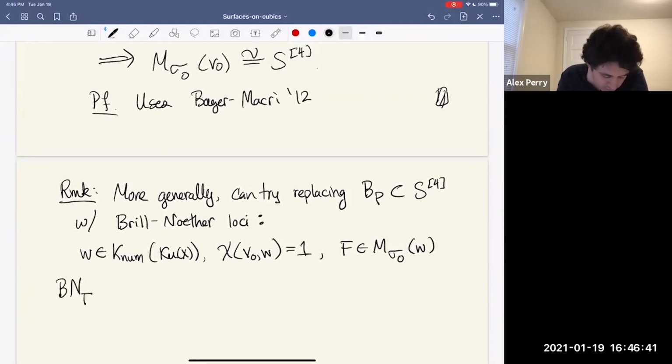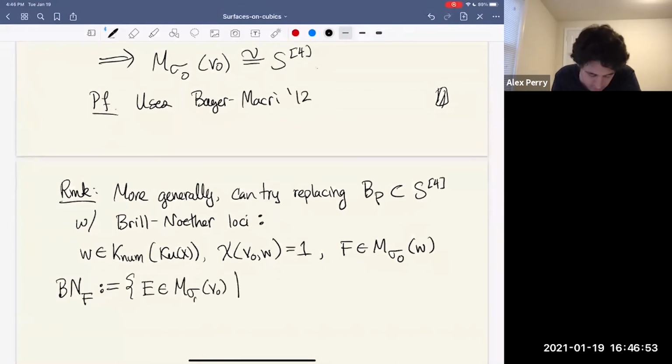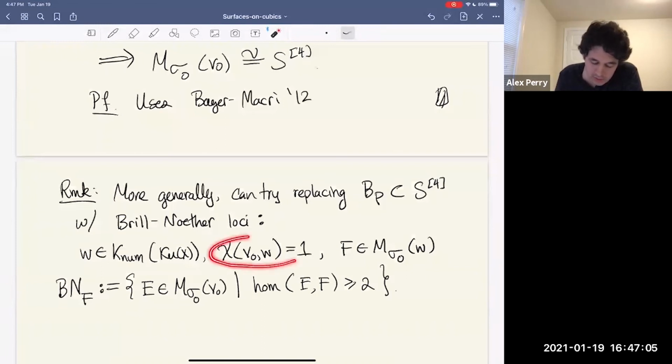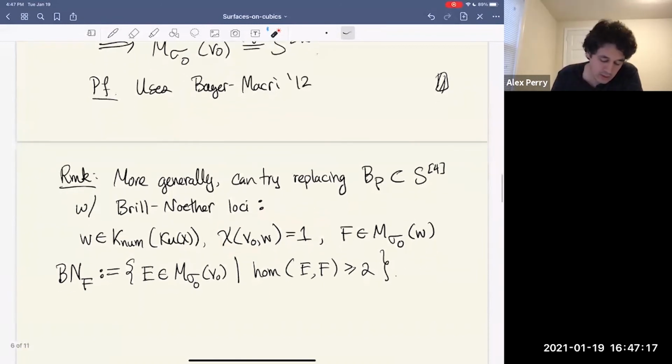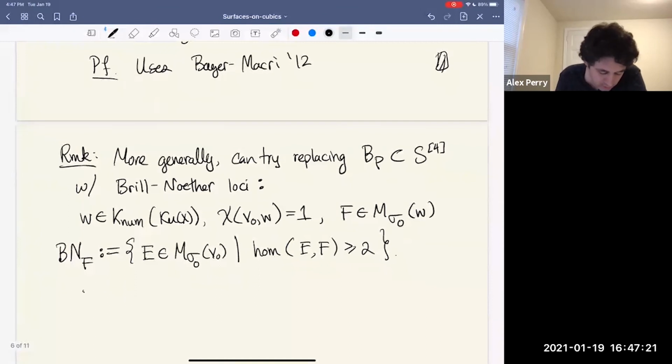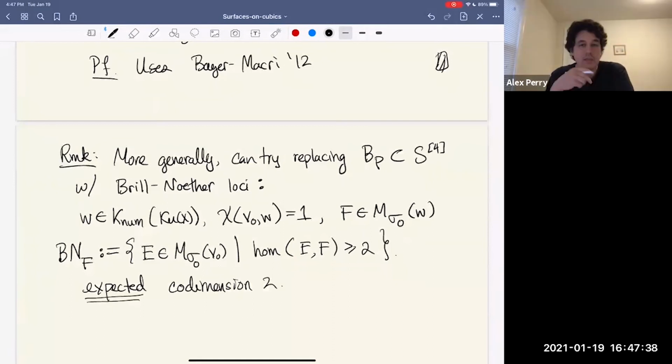Then instead of BP, we can consider the following locus, which I'll call the Brill-Noether locus for F. I'll consider the locus of E inside of our moduli space where the Homs between E and F have dimension greater than or equal to 2. The way you should think about this is that this condition is telling us that generically we should expect that there's just a single Hom between E and F. And then we can consider this locus of all E where the Hom jumps. And I'm calling that the Brill-Noether locus. And the reason that this is a reasonable thing to consider is that this has expected codimension 2.